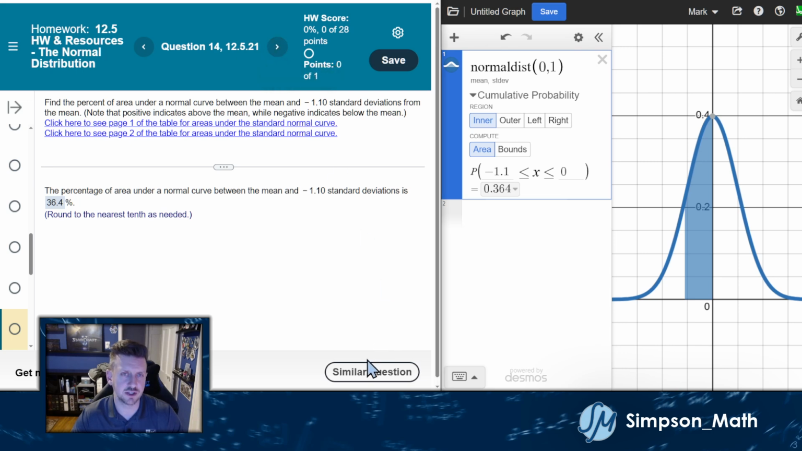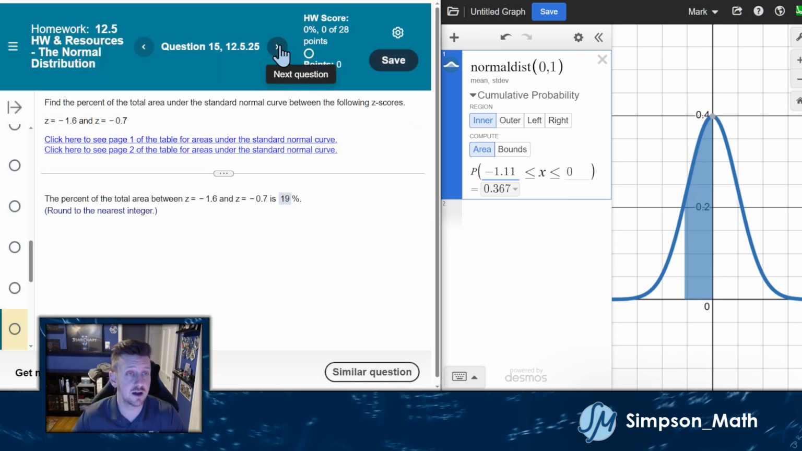Let me press similar question, see if we get... they're all just kind of giving me similar numbers. So here's a negative 1.11, and we get that slightly different number. So again, this is from my negative 1.11 up to that 0 into that shaded region. All right, now this one's a little bit more interesting. This is why these tables aren't very helpful for starting to get something like this.